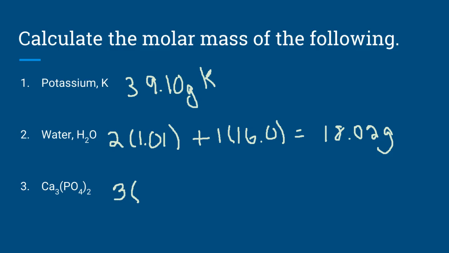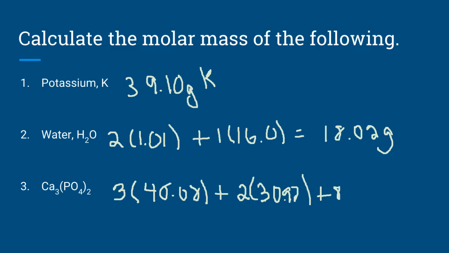3 calciums times the mass of calcium, which is 40.08. And yes, I want you to take the atomic masses out to 2 decimal places. If you use the periodic table that I gave you, it is already out to 2 decimal places, so you really should use 2 decimal places. I have 2 phosphorus atoms, and the mass of phosphorus is 30.97, and then I have 8 oxygen atoms. Now remember, the reason why I have 8 is because I distribute that number, and 2 times 4 is 8, times the mass of oxygen, which is 16.